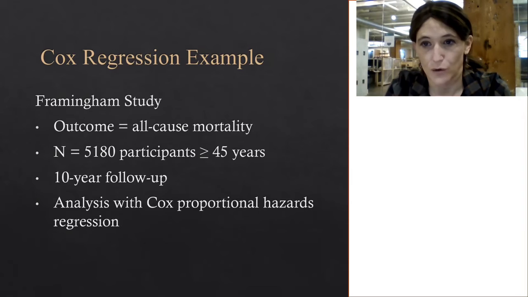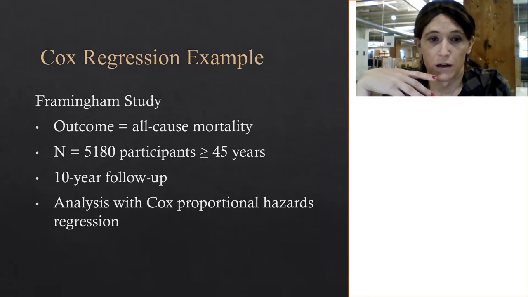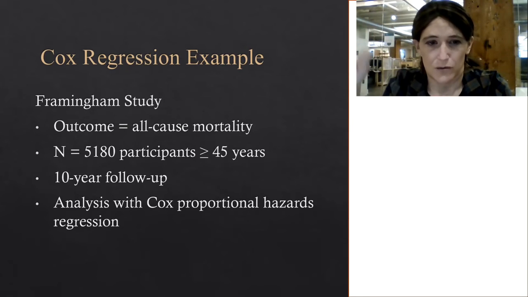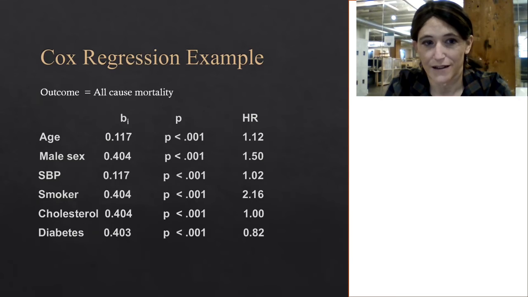That cohort is getting old, and so we have quite a few participants in that study who are now over age 45. Many of them started in their 20s. We have 10 years of follow-up, and we're going to now analyze this with a Cox proportional hazards model. So this is what a Cox regression model using the Framingham study would look like. It's a lot like a logistic regression model.